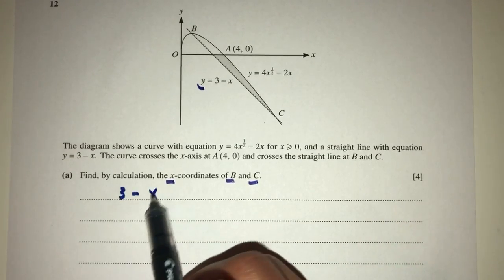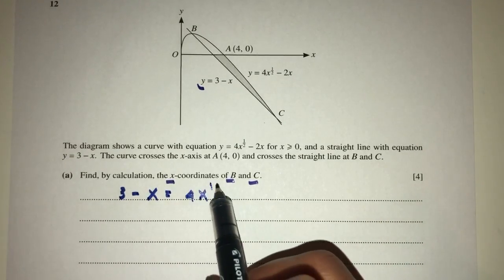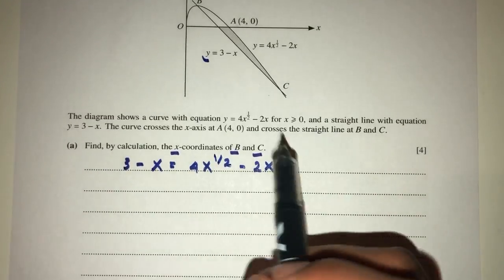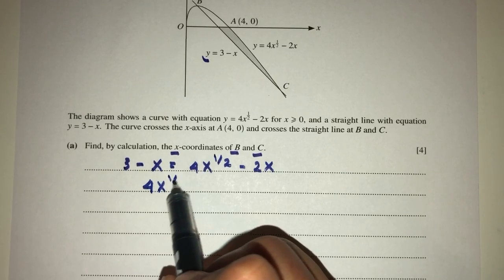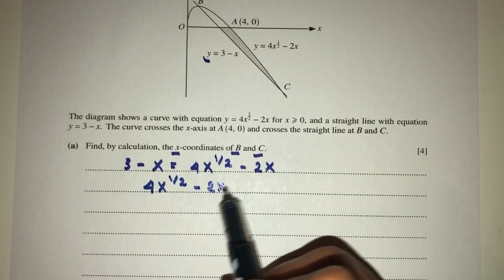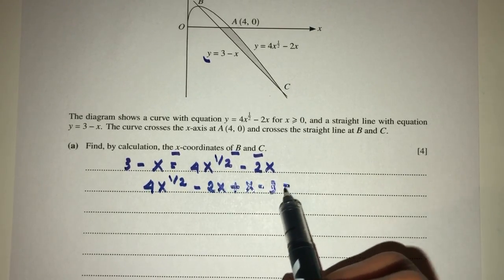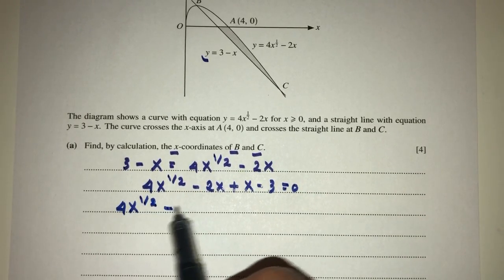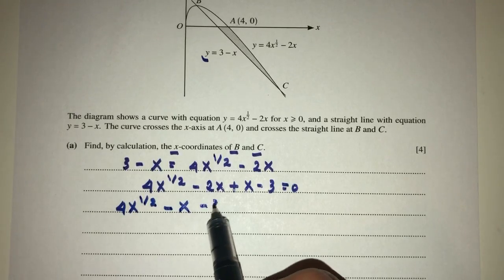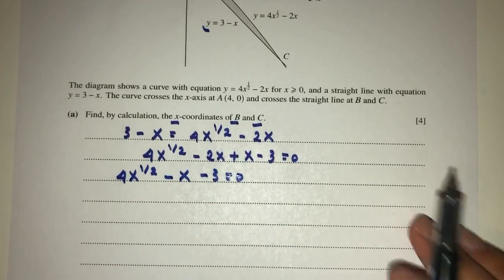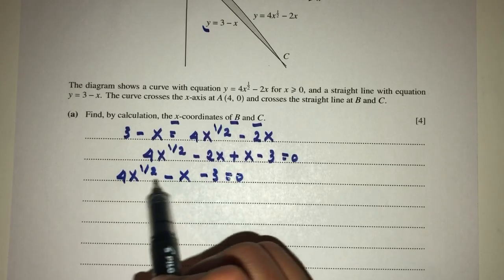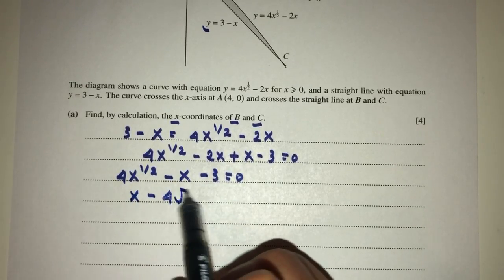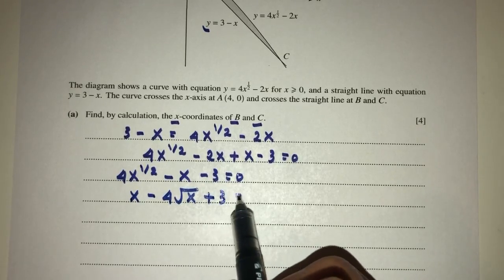So we have 3 minus x is 4x power half minus 2x. So let's send everything to one side. You will have 4x power half minus 2x plus x minus 3 is 0. That will become 4x power half minus x minus 3 is 0. Now let's send everything to one side and make this become positive. You will have x minus 4 root of x plus 3 equal to 0.